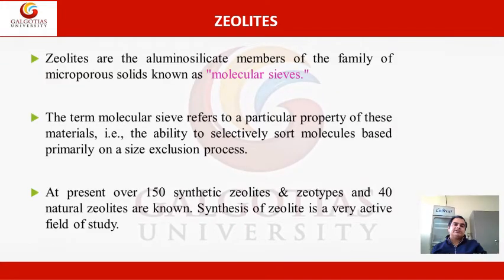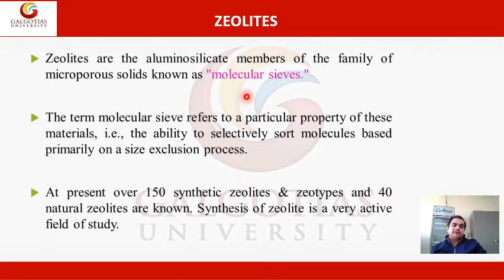If we further discuss zeolites, we can say that zeolites are aluminosilicates, members of the family of microporous solids that are also known as molecular sieves. As we have seen in the structure on the previous slide, they have a sieve-type structure in which they can absorb various types of ions, like calcium ions, magnesium ions, potassium ions, and sodium ions. So they can hold these ions.